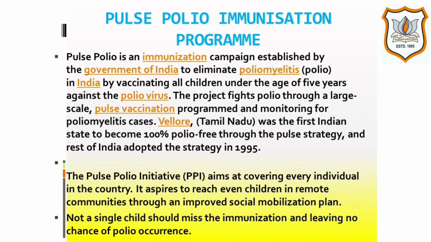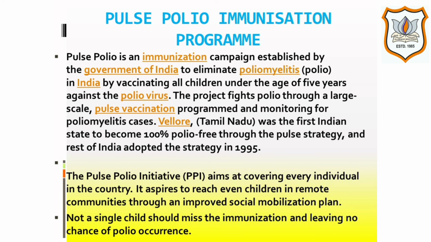Now our topic is the pulse polio immunization program. Pulse polio is an immunization campaign established by the government of India to eliminate poliomyelitis, that is polio, in India by vaccinating all children under the age of 5 years against the polio virus. The project fights polio through a large scale pulse vaccination program and monitoring for poliomyelitis cases.